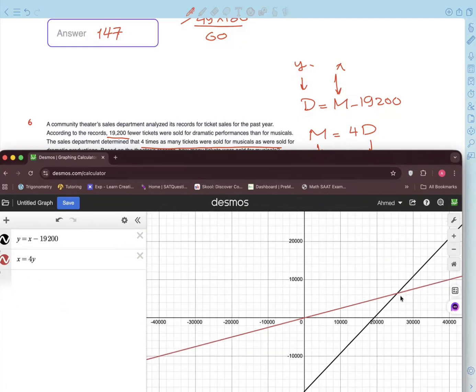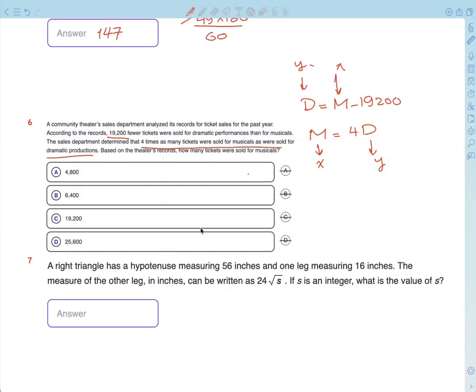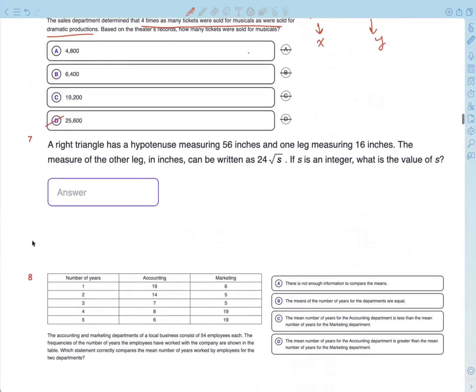Yes, this is the point of intersection between both, this point, 25,600 and 6,400. So the answer is D. Let's move to question 7.